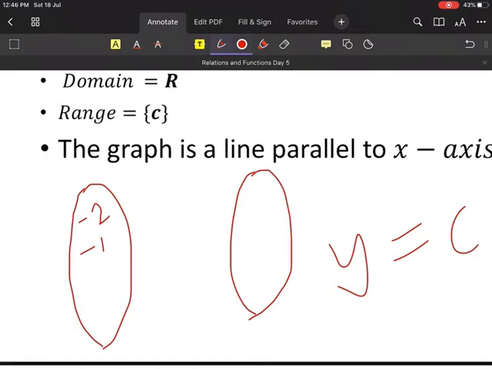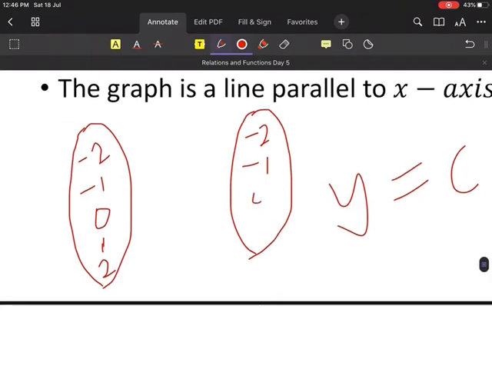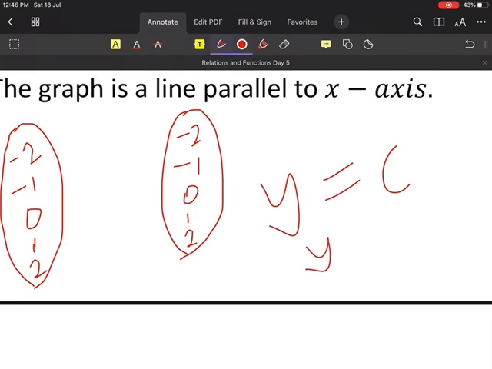Now, the elements here will be what? They are also real numbers because it is the codomain. It is R to R. R is the domain, R is the codomain. For a moment, I will forget about the range.